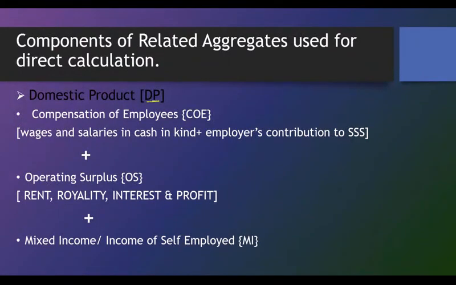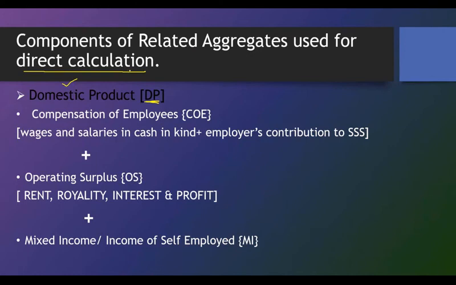When we talk about the domestic product, we have already seen that the difference between domestic product and national product leads to NFIA. That is already taught in the previous video. But in this video, we'll be understanding, if only the term DP is given, what all things will be added for calculating the national income, that is, the components of DP.